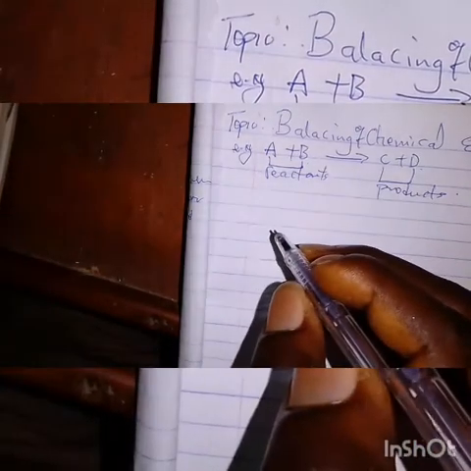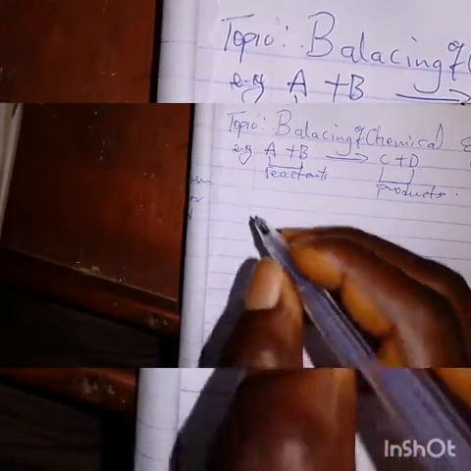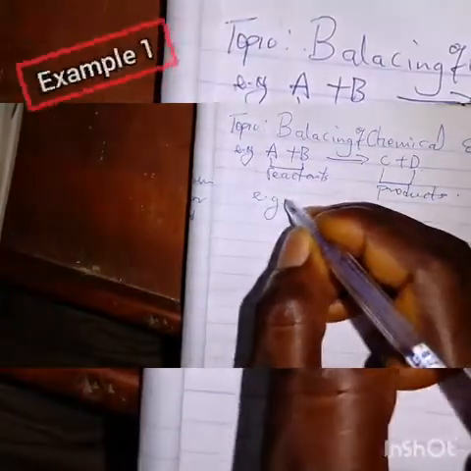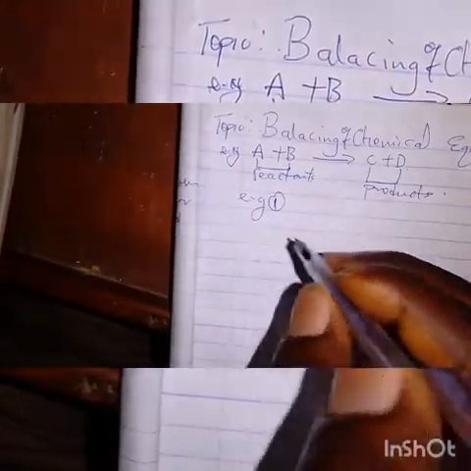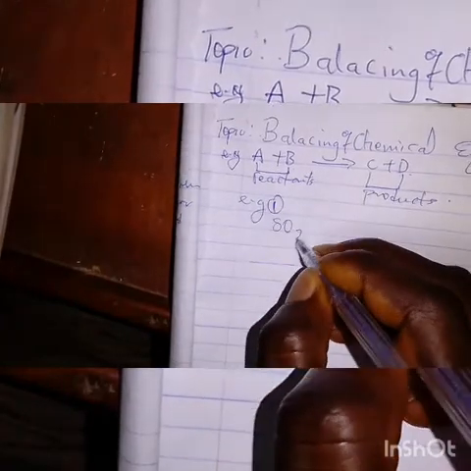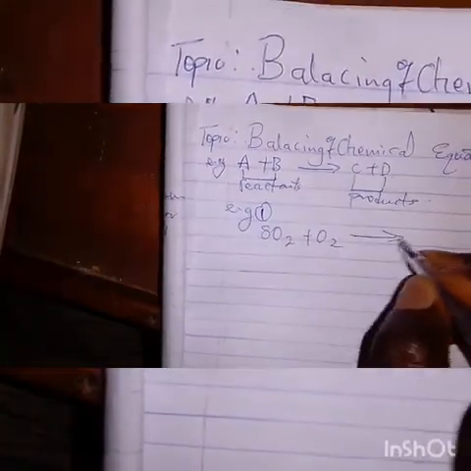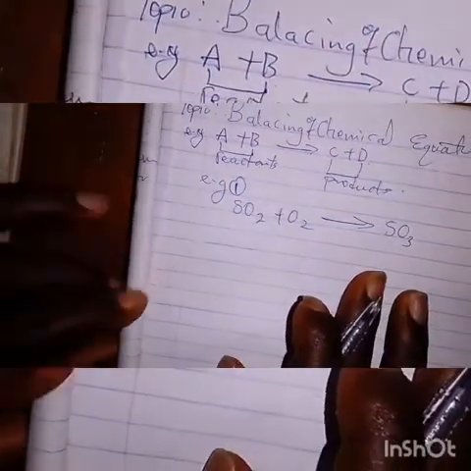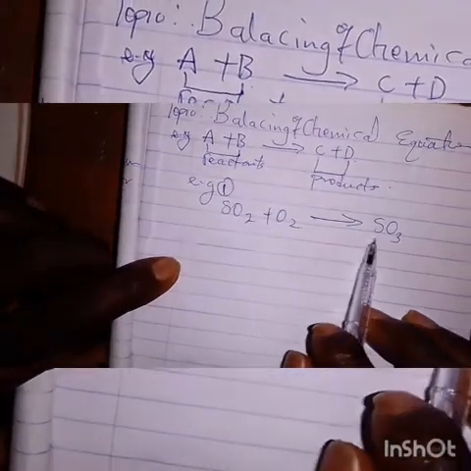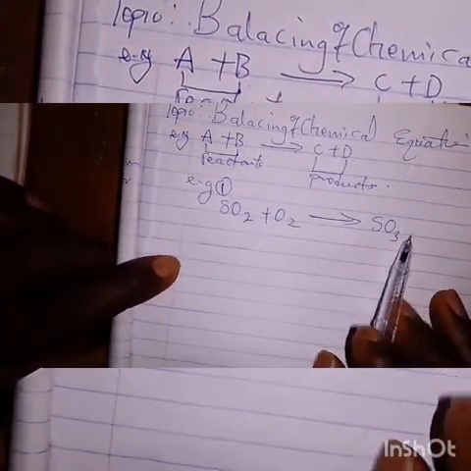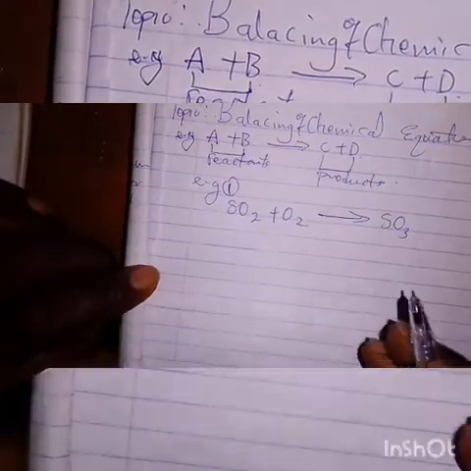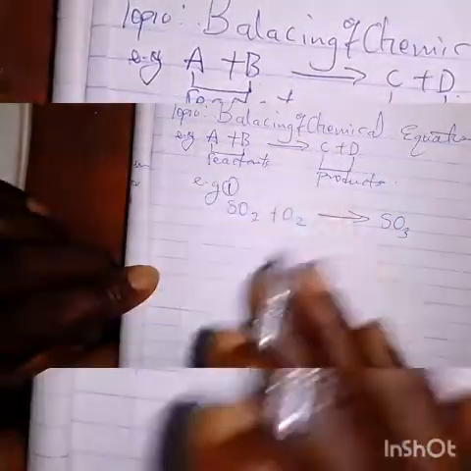Now, let us look at this example here, example 1. Let's take note, example 1. For this example 1, we have SO2 plus O2 to give rise to SO3. Now look at the equation that we have here: SO2 plus O2 to give rise to SO3. In this equation, we normally have what is called before the reaction and after the reaction. So I will teach you the way of doing that.